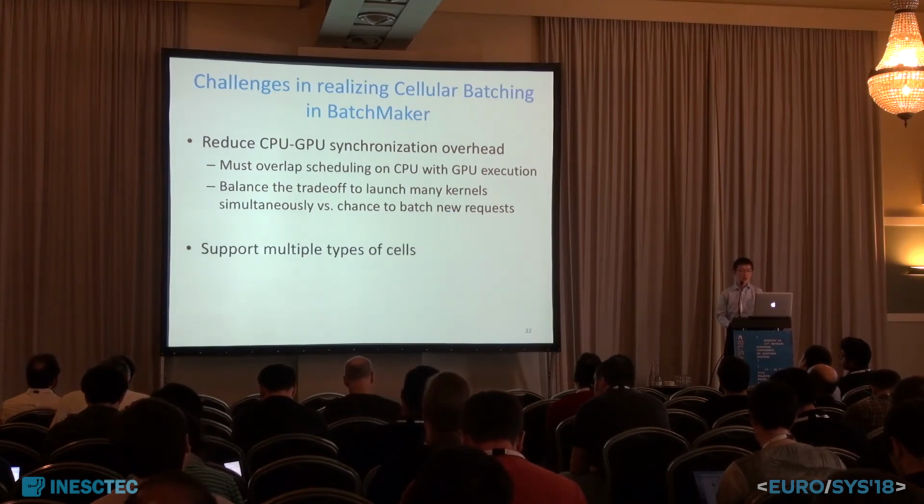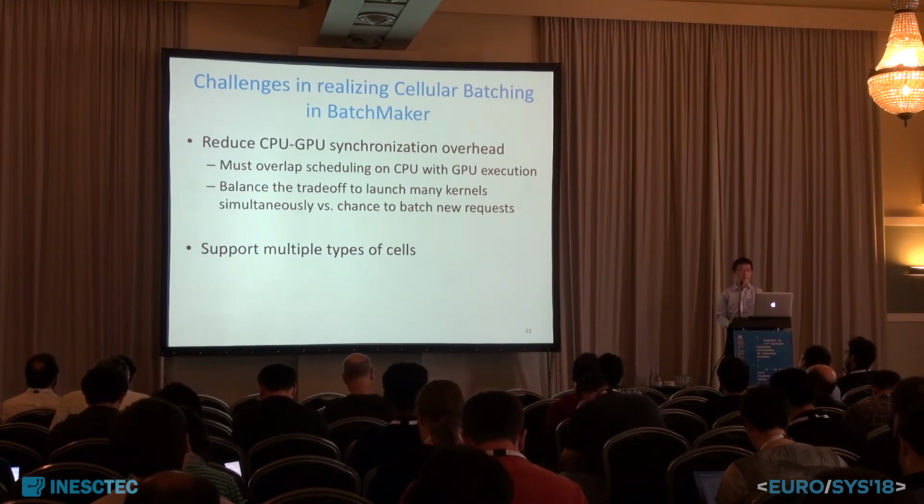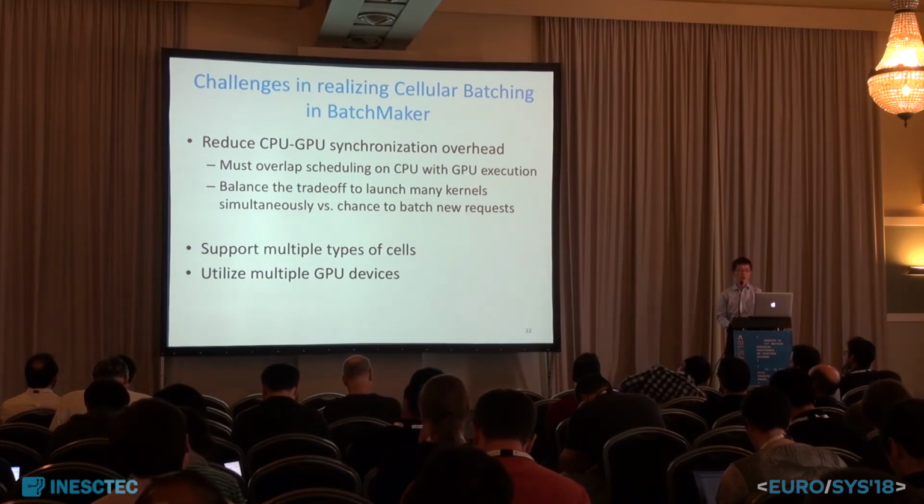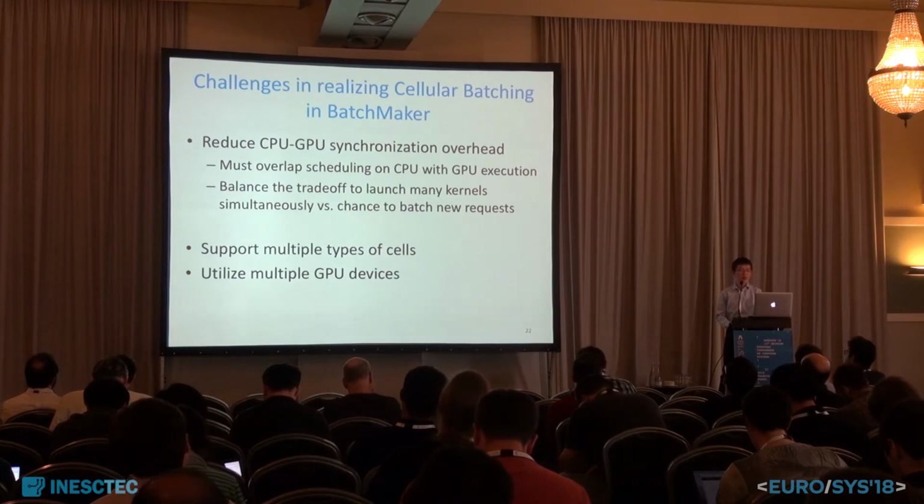Another challenge is how we should handle multiple types of cells. Only cells of the same type can be batched together, and different types of cells should have different priorities. The third challenge is, when there are multiple computing devices available, how should we make use of them while taking into account issues like locality and load balancing? In this talk, I will only focus on the first challenge.